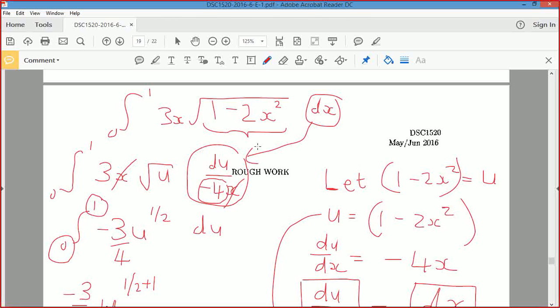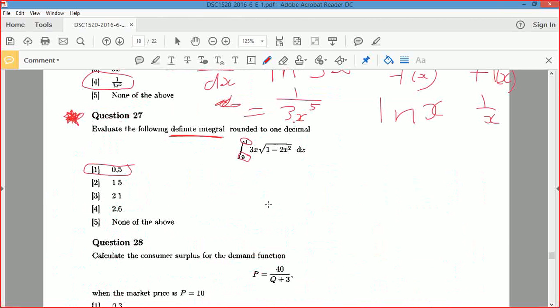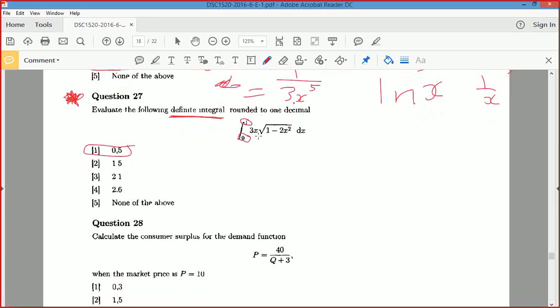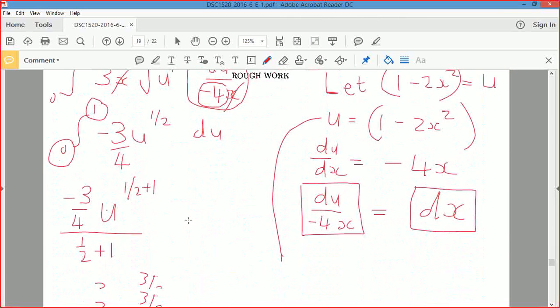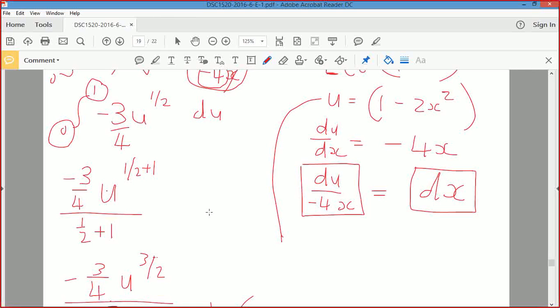Yeah, because the bracket stays there. This 1 minus 2x squared must stay there because that's the u, and du was that. It was a minus. Yeah, it was a minus. It's 1 minus 2x squared, which is fine. And then we had the 3x, which we cancelled when we put in the du. Yeah, that's also fine. Why isn't it working?